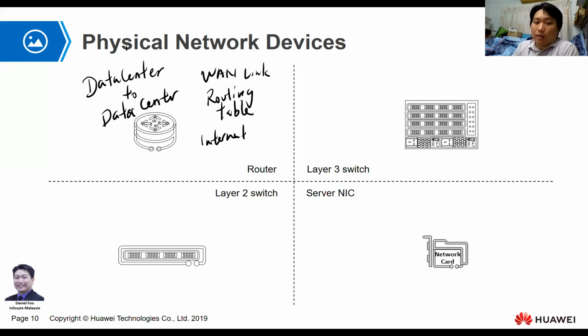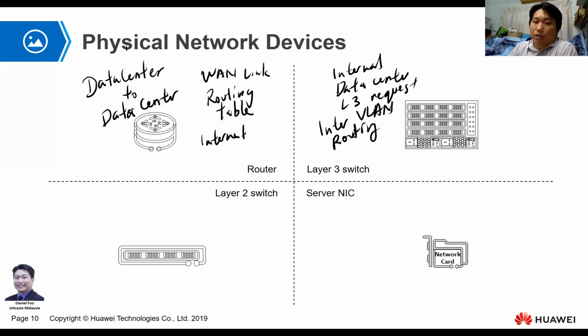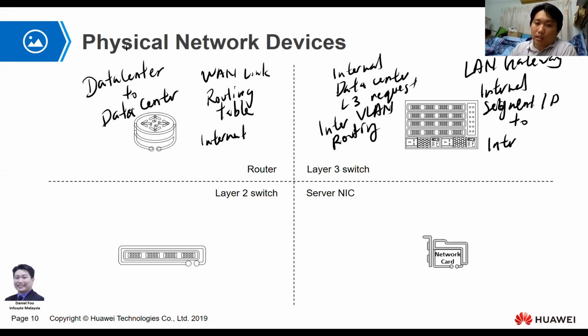Then another one, the layer 3 switch, works quite similarly, but this guy will be handling internal data center L3 requests, mainly to perform inter-VLAN routing. It's mainly used as your LAN gateway from one internal segment of IP to the other internal segments of IP. So this is the concept. It will relate back to the big diagram that we saw earlier, the topology with the CNA node and the layer 2 and layer 3 equipment.